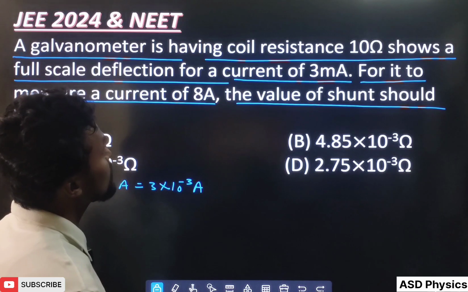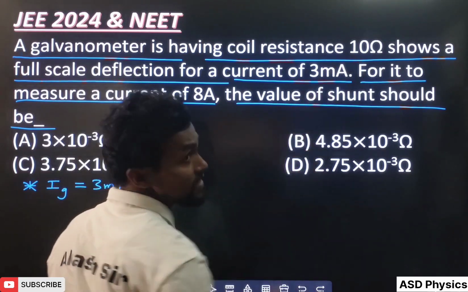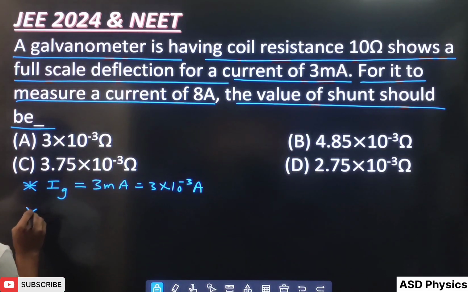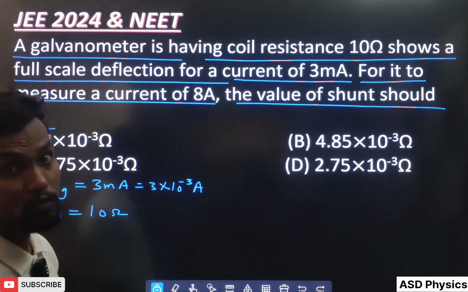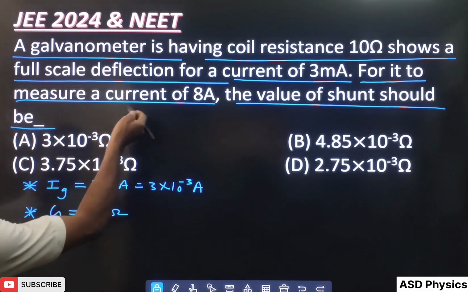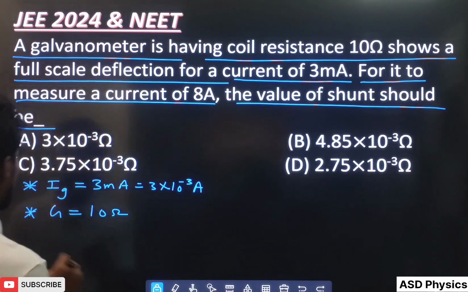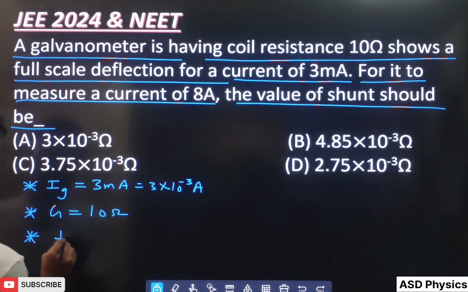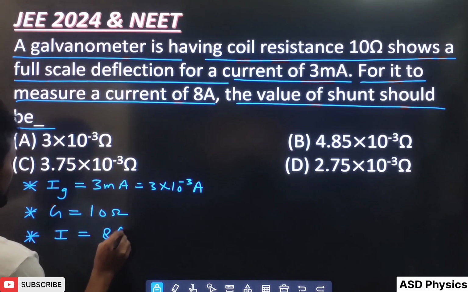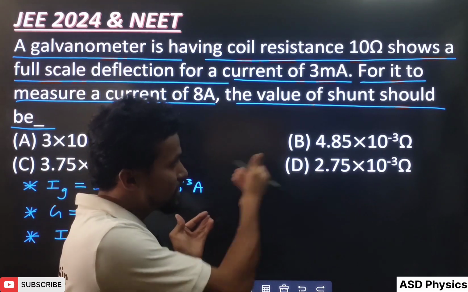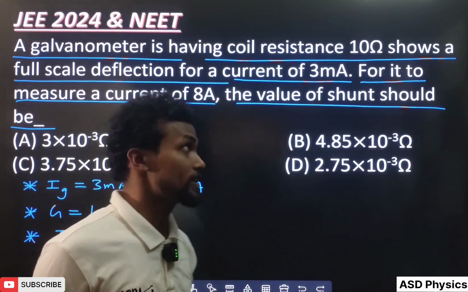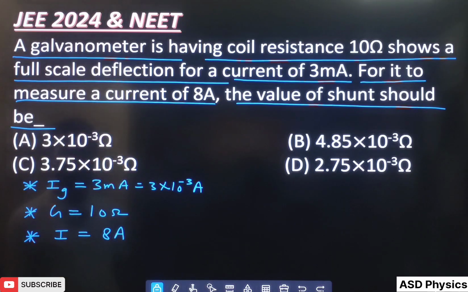After that, what is given here? The coil resistance, it is given as 10 ohm, and I will write it here as capital G. And we want to convert this galvanometer into a meter to measure 8 ampere. Remember that this I value is the current we want to measure, 8 ampere. We can even measure any current from 0 to 8 ampere by calculating the shunt. And we have to calculate the shunt resistance, so I will write here R_SH.